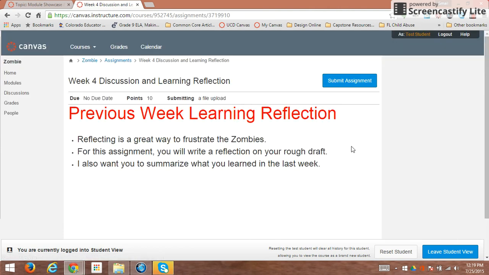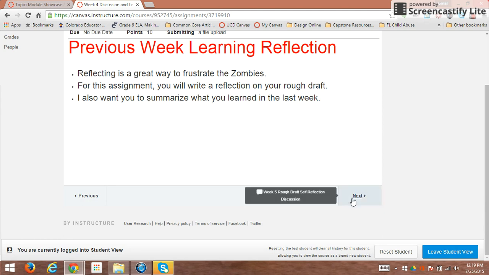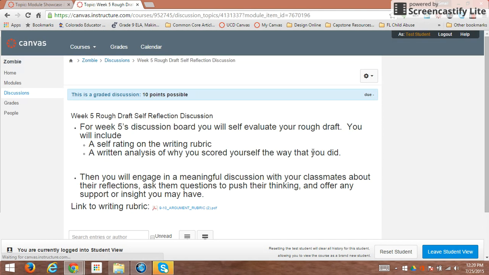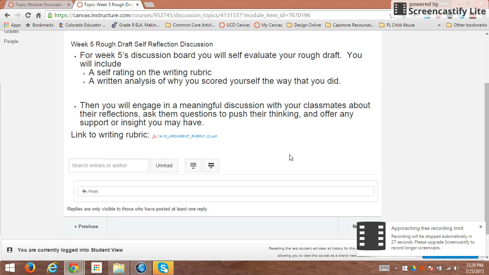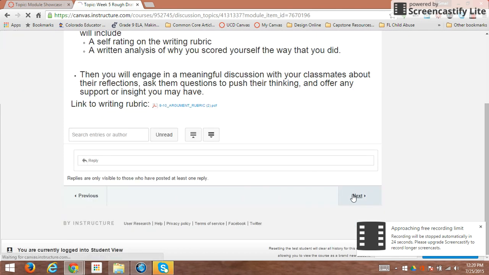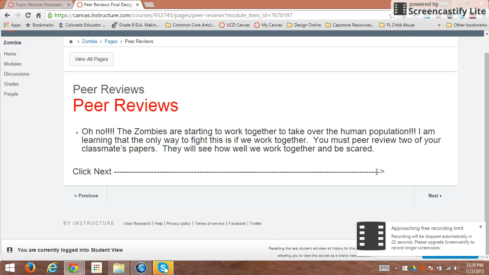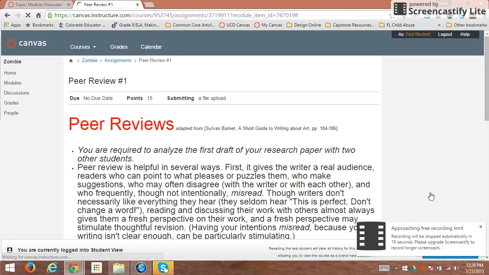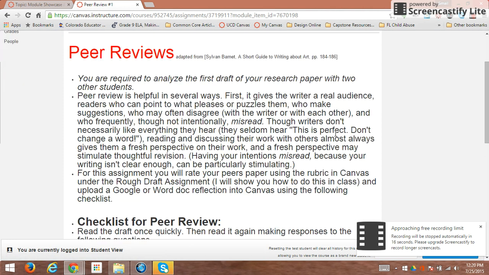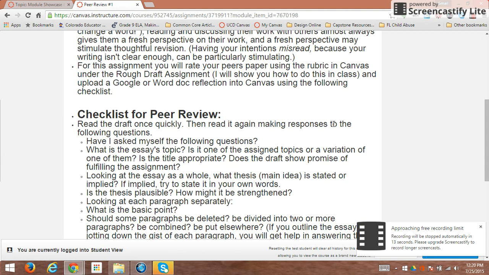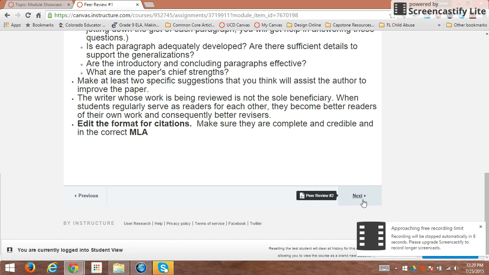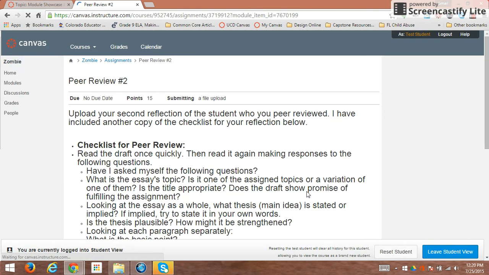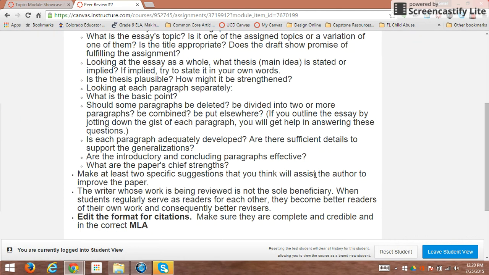Moving forward, same reflection on the previous week. And then engaging in a discussion of their rough draft. I want them to really self-evaluate themselves on how they did on their rough draft in their discussion board for the week, and then talk about it. And then engage in the peer review process, which will be attached to the rough draft in the peer review function, which I can show you from the teacher view as well. And there's a checklist for the peer reviews in which they'll have to engage in two peer reviews. And then that brings us to the next week after peer review number 2.